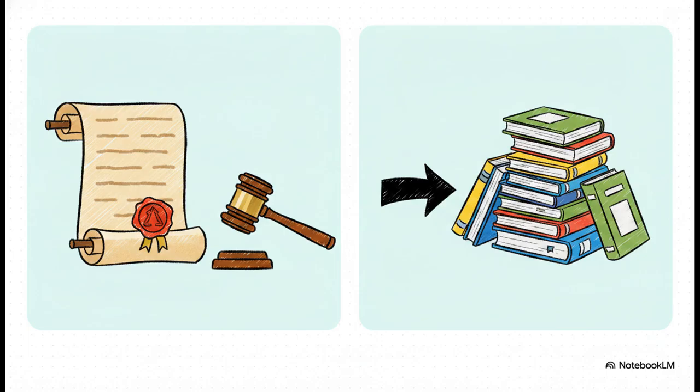Category 2, on the other hand, consists of materials that merely discuss, interpret, or summarize that law. So textbooks, journal articles, law commission reports, or legal encyclopedias like Halsbury's Laws. These are your secondary sources. You always have to anchor your final analysis in the primary text.